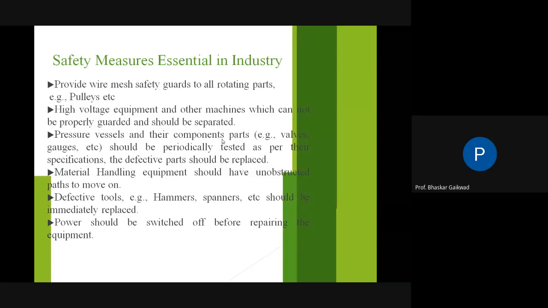Power should be switched off before repairing the equipment. Any equipment driven by electrical power, before repairing that, we have to make sure the power is off.